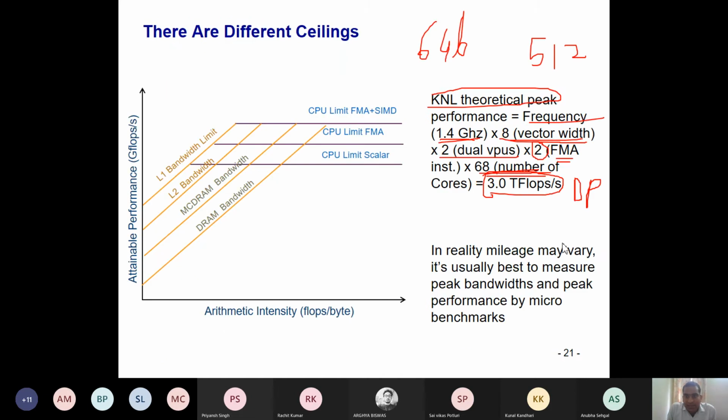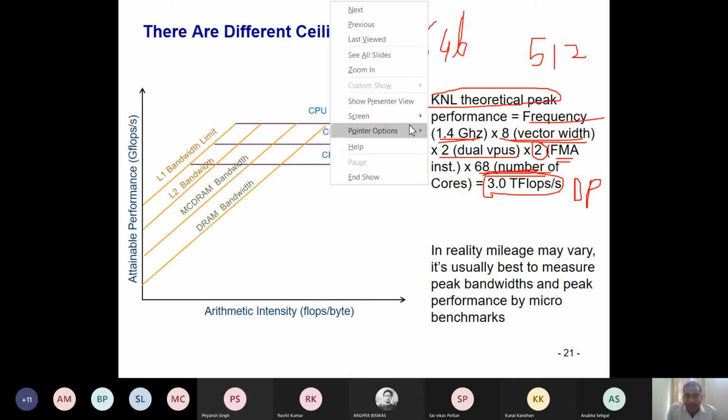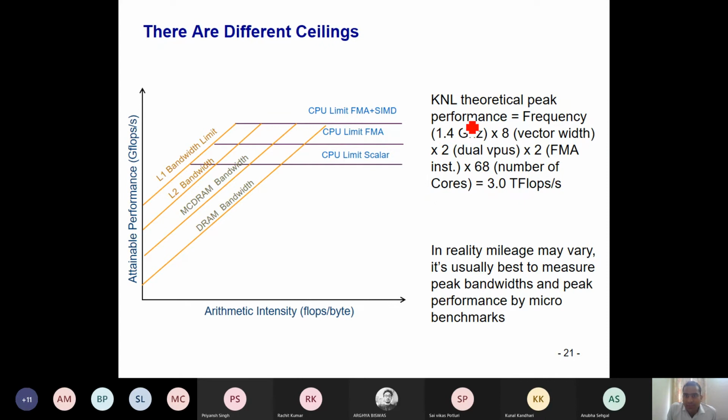So now let us do this analysis again, the ceiling idea. First of all, this is the peak performance. Suppose the peak performance is given as 3 teraflops per second. Now you're seeing that this peak performance is coming because of the frequency being something, vector width being this, using both VPUs, being able to execute FMA and utilizing all the 68 cores. But the application that we run will hardly utilize all the 68 cores. It will utilize maybe 1 or 2 cores. So your actual performance will be much less. That's what we'll try to show here.